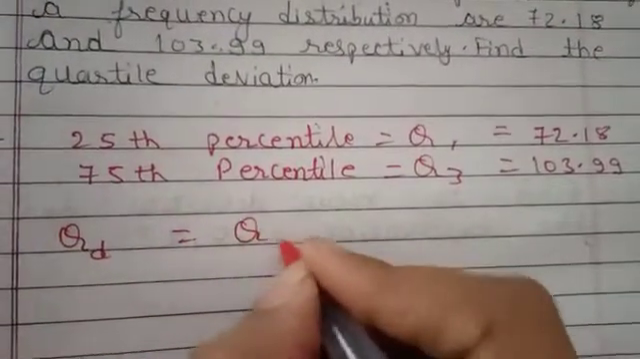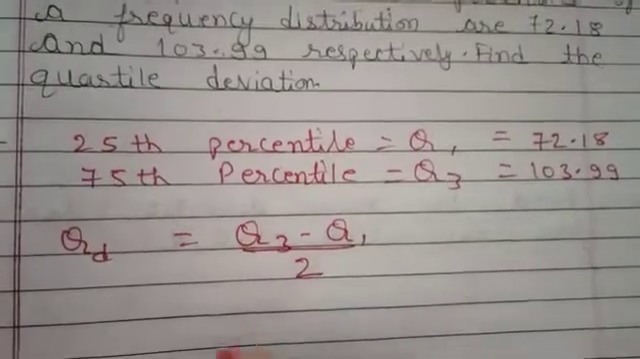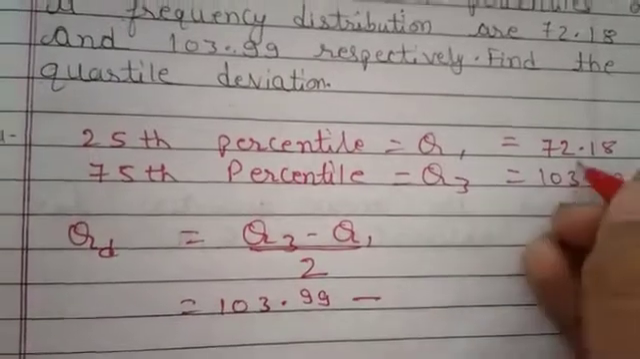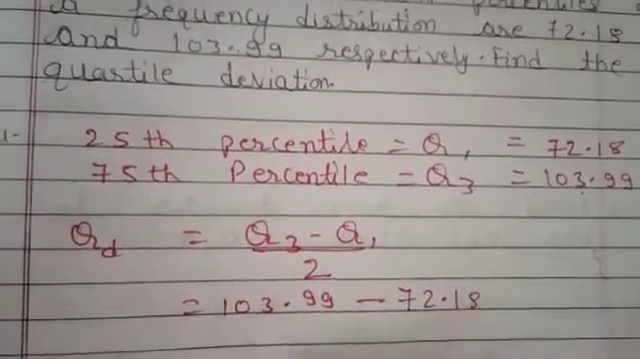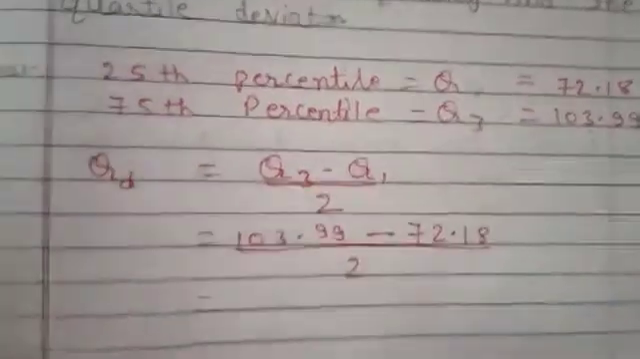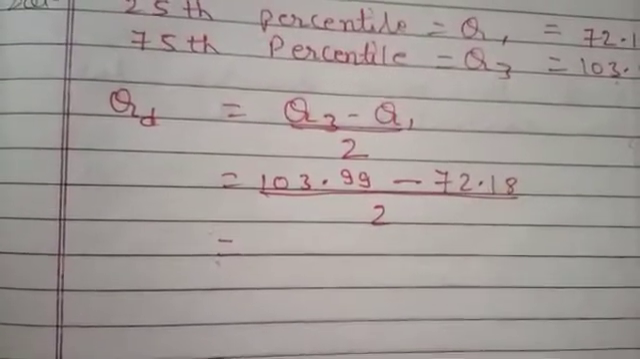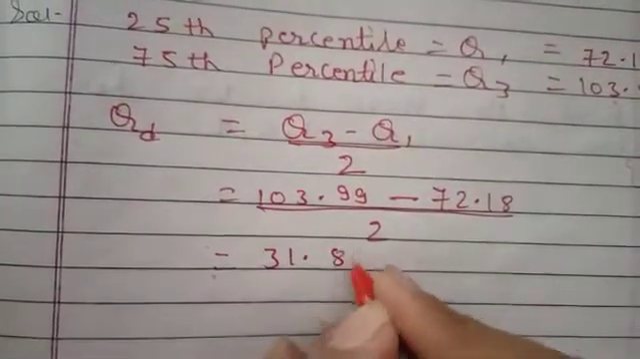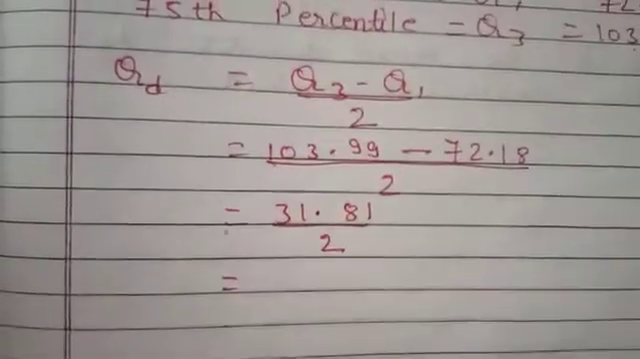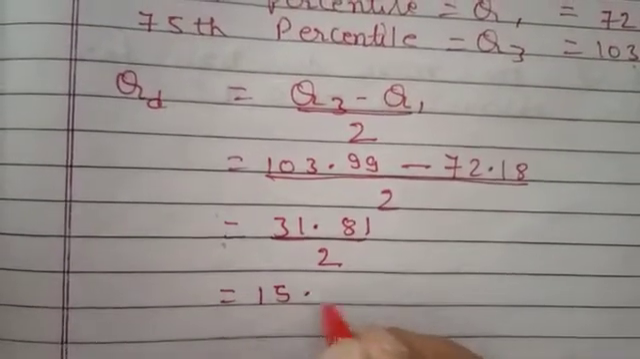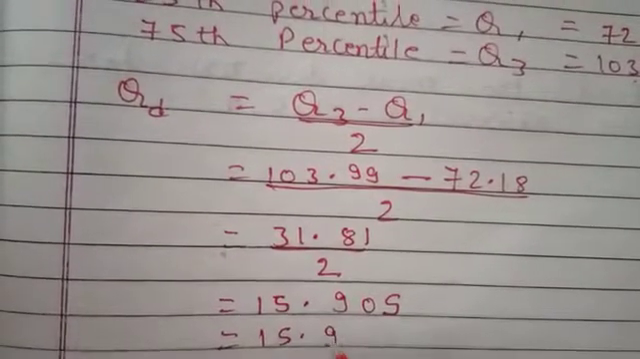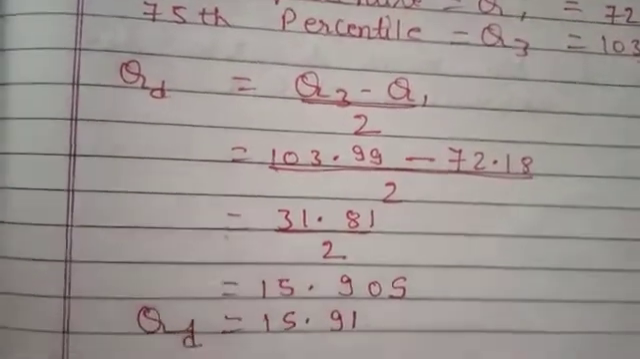So the formula for finding QD is Q3 minus Q1 upon 2. Q3 value is 103.99 minus Q1, that is 72.18, divided by 2. Now when we will subtract this 103.99 minus 72.18, we will get our answer 31.81 divided by 2. Now when you will divide, so our answer will come 15.905. Up to 2 decimal if we will round off, that is 15.91. That is our quartile deviation.